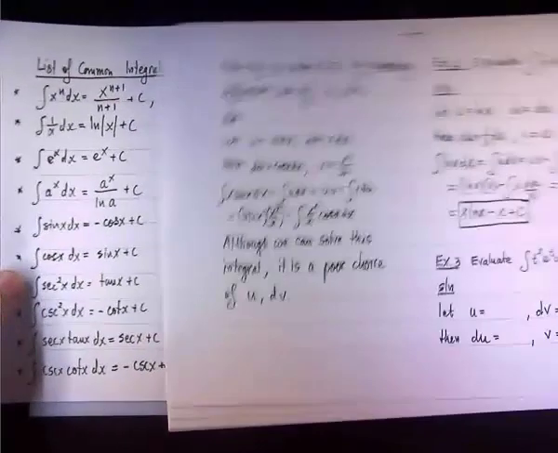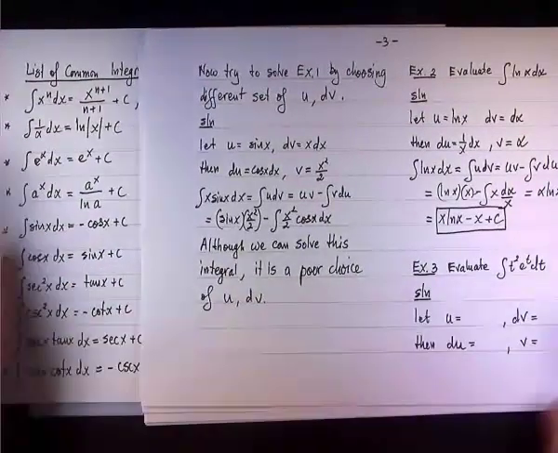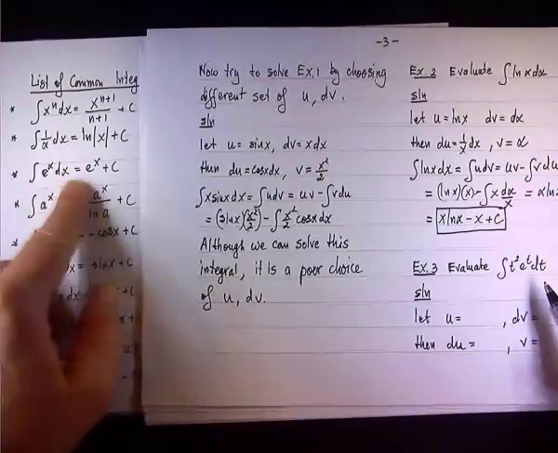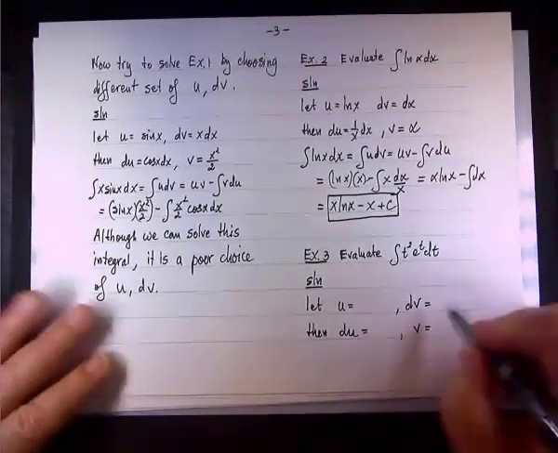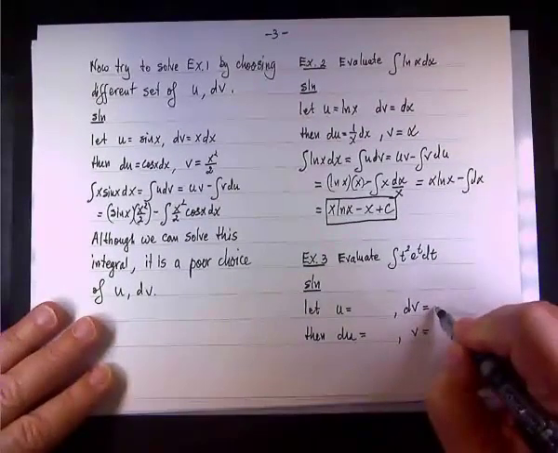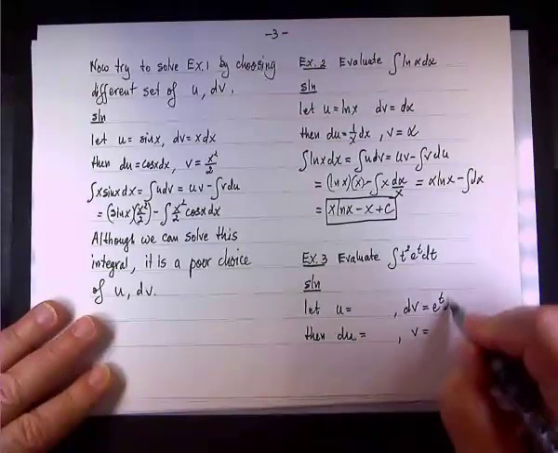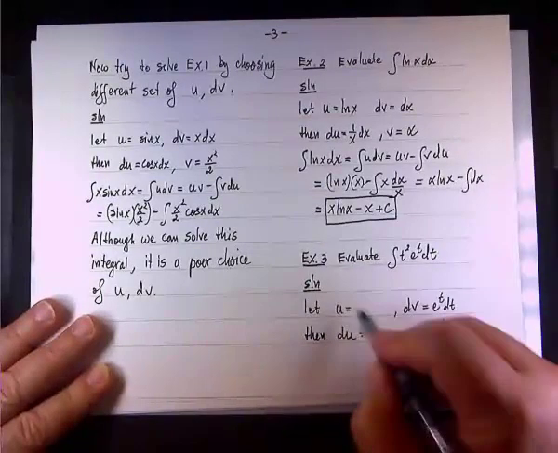What do we have here? e to the x, we have e to the x dx. We love e to the x, or e to the t, because it's the derivative as well as the integral. So this will be our choice. In most cases, that's where you want to start: you want to start with dv. So dv will be e to the t dt, and therefore v is e to the t.